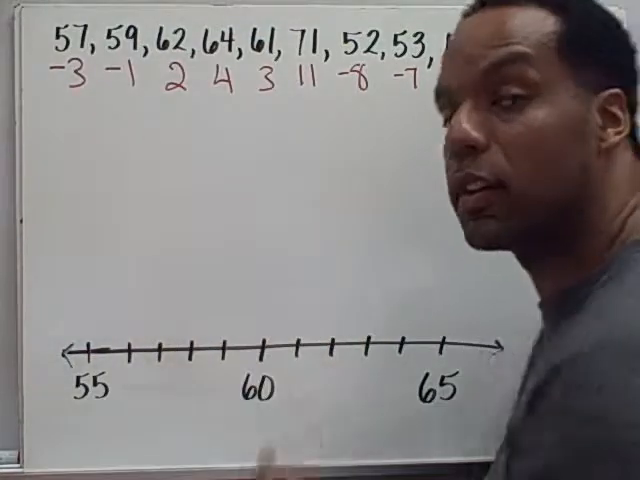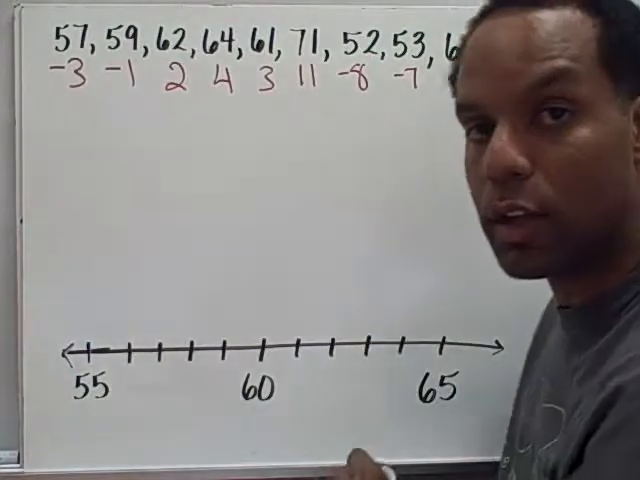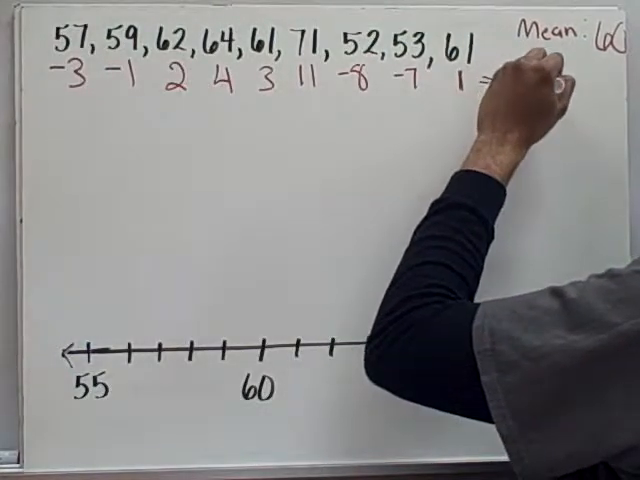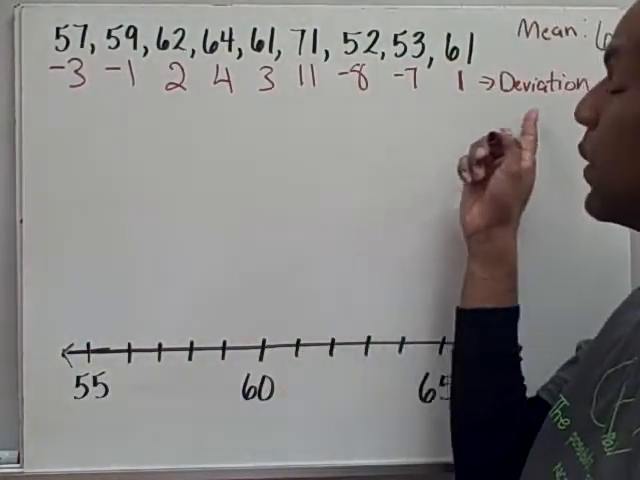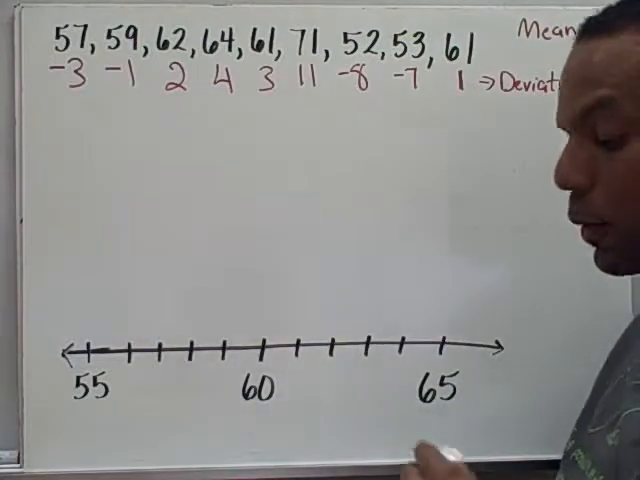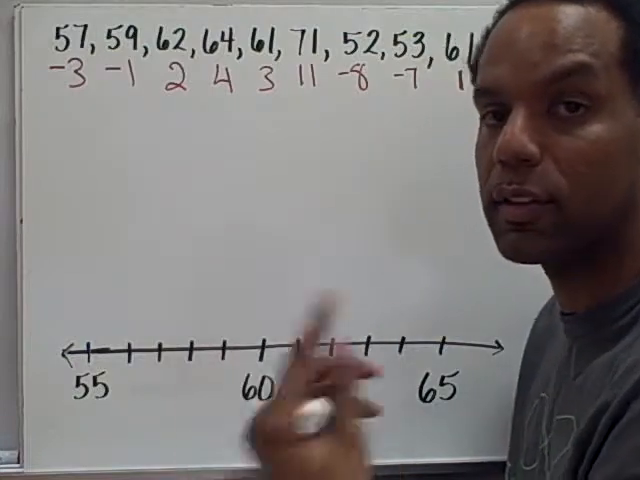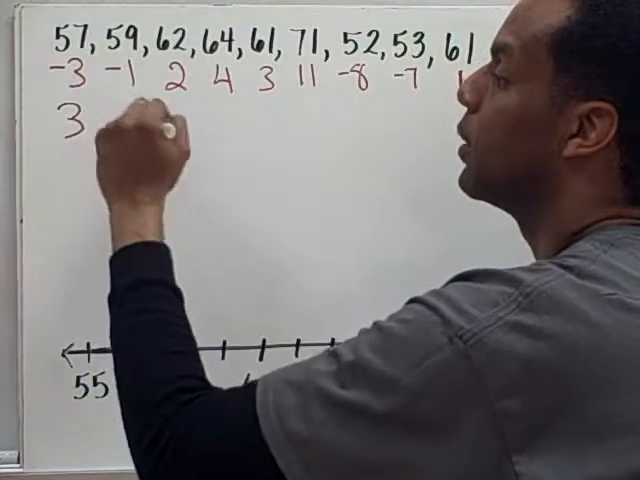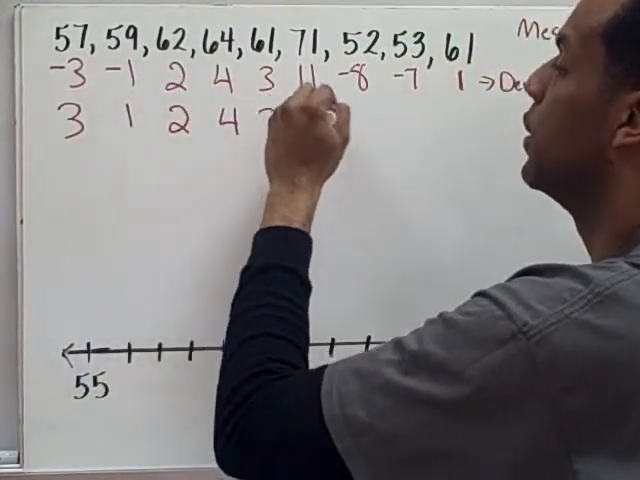Now, if you notice, some of these numbers are negative. These numbers here would be what we call the deviation. And this is the actual distance away it is from the mean, which is 60. But we must find the absolute value of these numbers, and we know that the absolute value is always going to be positive. So that means these numbers, whether they're negative or positive, will always be positive.